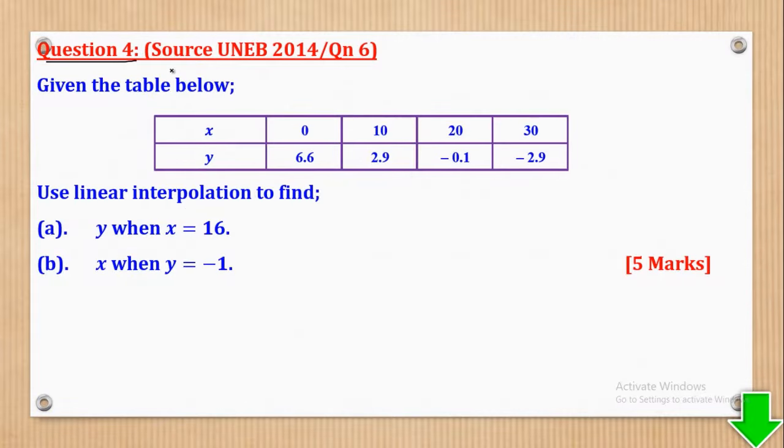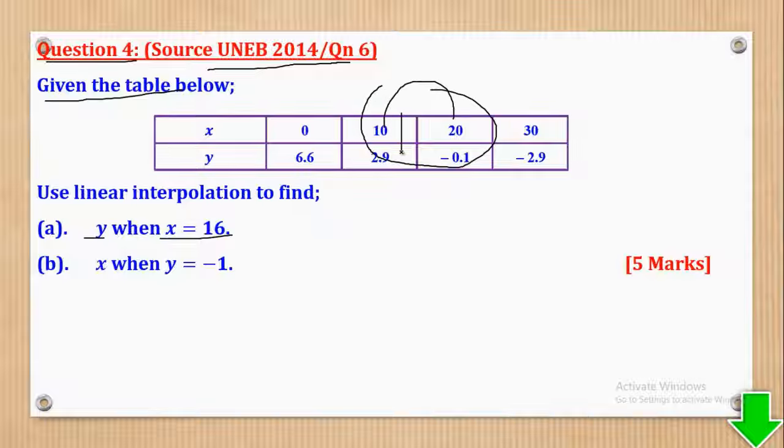I think you realize that now the only knowledge needed is the knowledge of similarity, the formula we derived under interpolation and extrapolation. So basically that is all, but we are going to do a number of examples so that you can easily grasp the concept. Question 4 came from UNEB 2014, paper 2, question 6, and it says, given the table below, use linear interpolation to find y when x is 16. So 16 is between 10 and 20, so we are going to extract out these values and add a column in between which has 16 as a value of x.